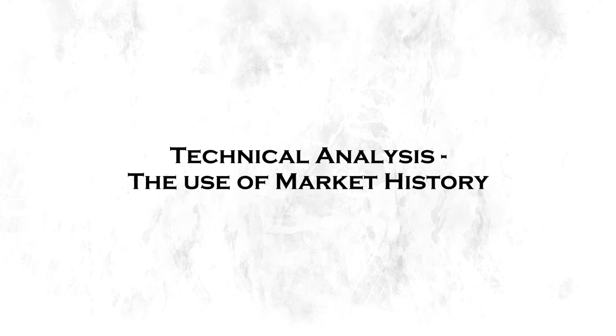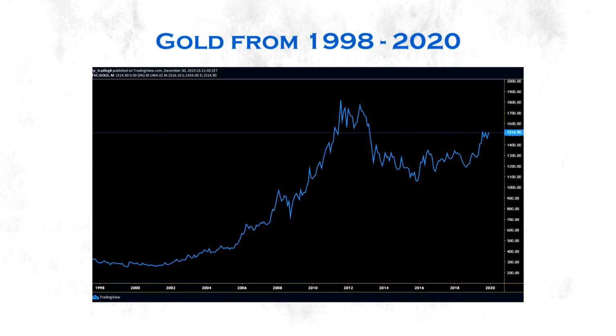Technical analysis, the use of market history. Market history is a collection of data of the price of something over a period of time. For example, the history of the price of gold from 1998 until 2020. On the bottom you can see the time, and on the right you see the price. It is a clear uptrend.